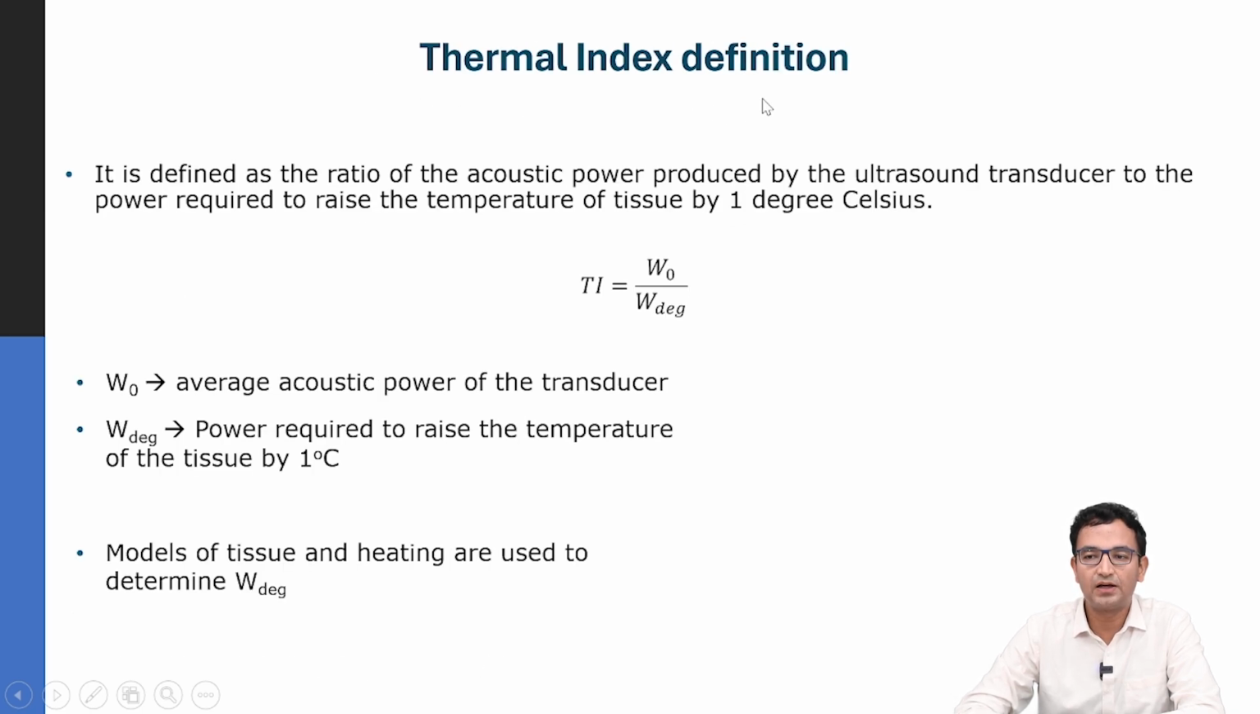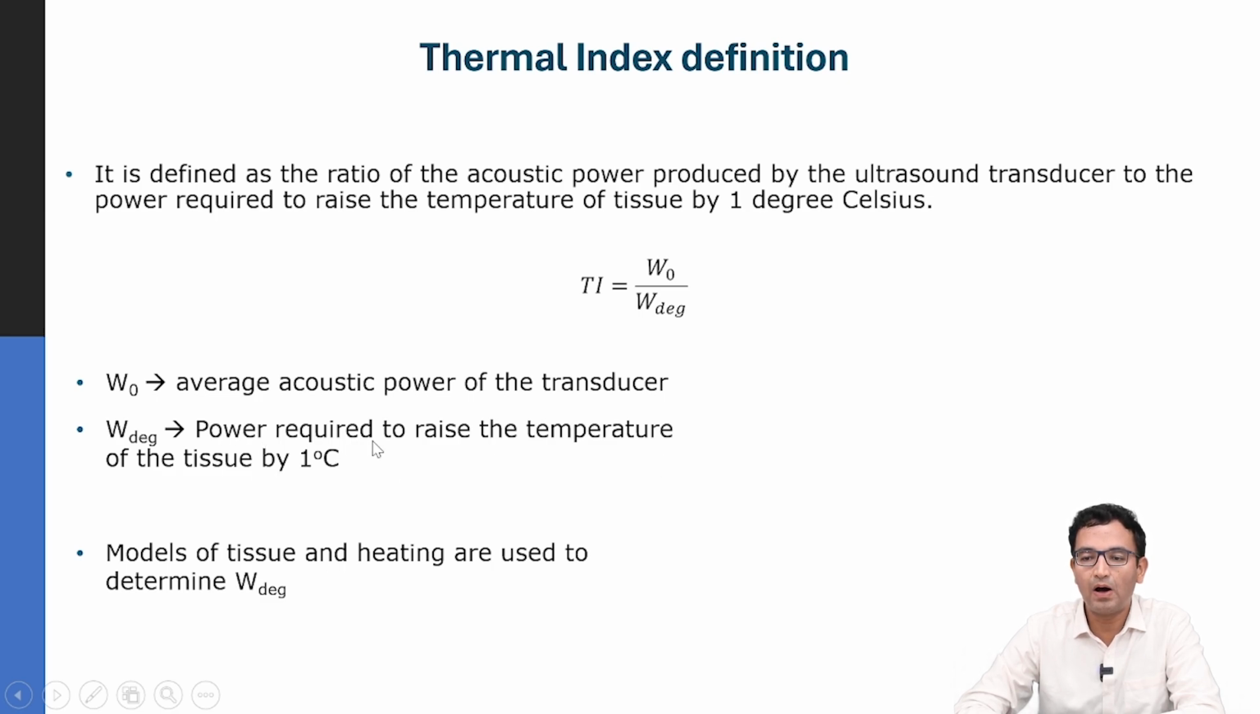Now let us discuss the thermal index definition. Thermal index is defined as the ratio of the acoustic power produced by the ultrasound transducer, and by the way this is the time average acoustic power, to the power required to raise the temperature of tissue by 1 degree Celsius. So the parameters are W0 over W deg, where W0 is the average acoustic power of the transducer and W deg is the power required to raise the temperature of tissue by 1 degree Celsius.